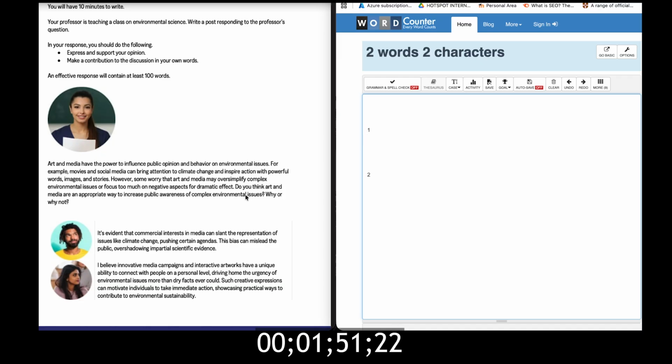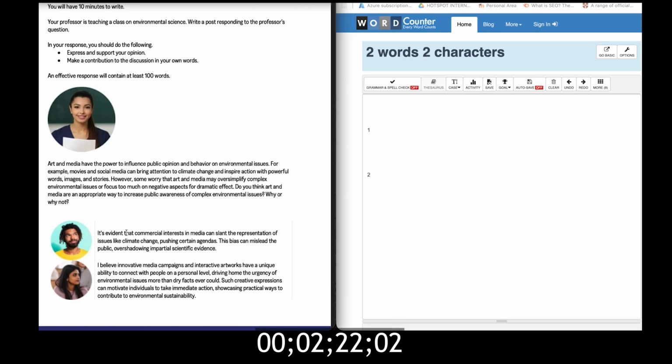One side is saying, okay, art and media is really good. We can use them to manage public opinion. One idea, the opposing idea, is saying that no, it may be used to focus on negative points. You can write them down for yourself. Now, what's the question for me? Do you think art and media are an appropriate way to increase public awareness of complex environmental issues? Why or why not? All right.